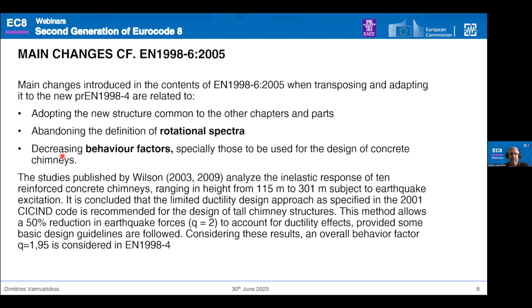There are also issues of decreasing the behavior factors, especially those used for the design of concrete chimneys. And in this, we've gone closer to the CICIND codes and their discussions, and also recent findings by Wilson, who did inelastic response analysis of reinforced concrete chimneys, heights ranging from 115 meters to 301 meters, pretty high ones. And they recommended a Q of about 2 as a maximum. So essentially, you will see there is a Q of 1.95 here.